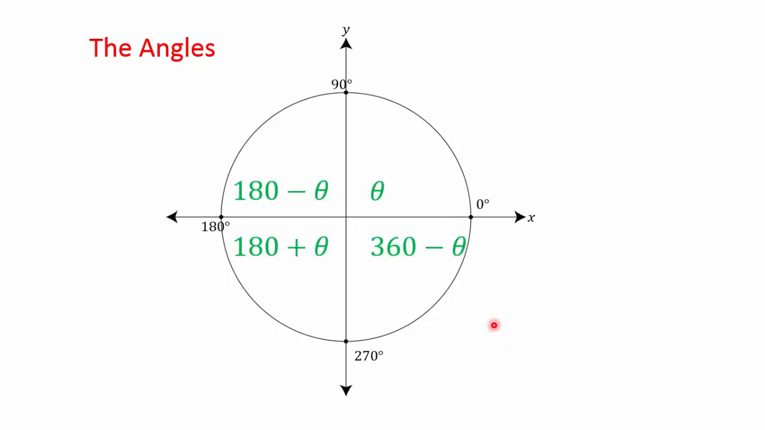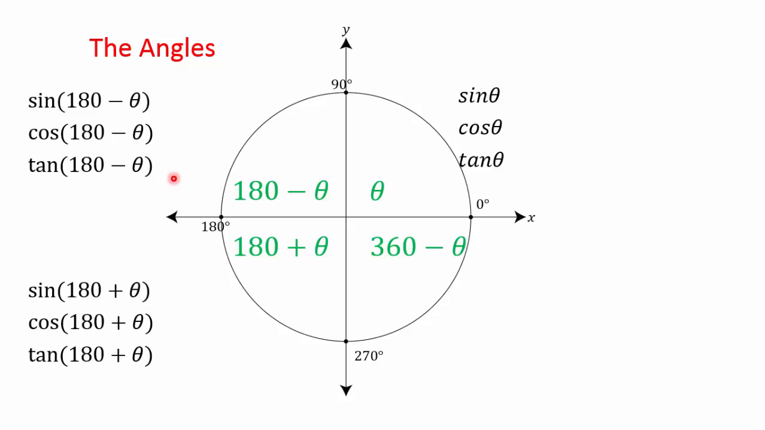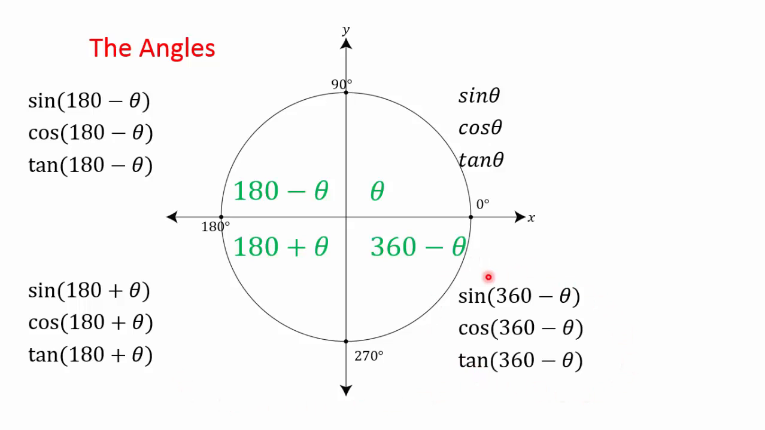That means that when we encounter angles in the first quadrant, we just write them normally. When we encounter angles in the second quadrant, we try and write it like this: sine of 180 minus theta, cosine of 180 minus theta, tangent of 180 minus theta. In the third quadrant, we try and write our angles like this. And in the fourth quadrant, we write our angles like this.